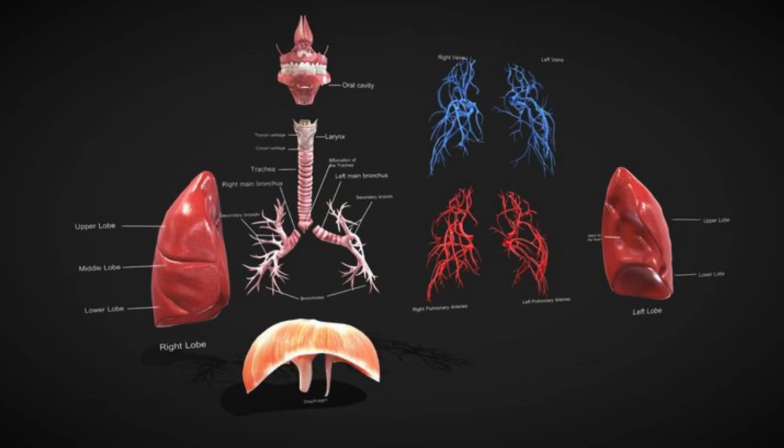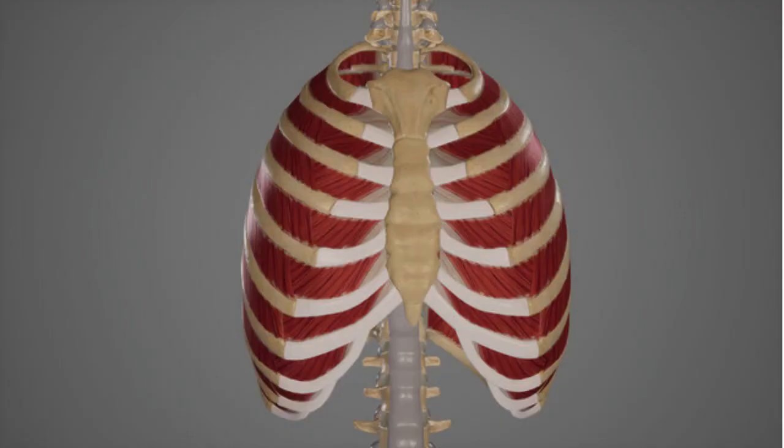Diaphragm, a muscle that plays a crucial role in breathing by contracting and relaxing to change the volume of the thoracic cavity. Intercostal muscles, muscles between the ribs that assist in expanding and contracting the chest cavity during breathing.